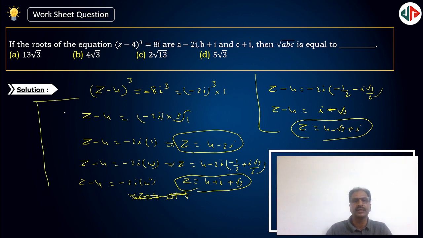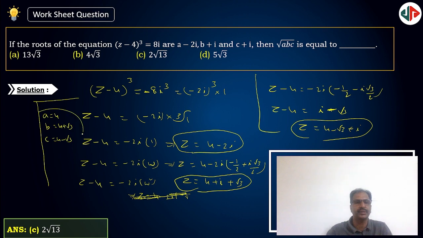So what is a? A minus 2i, a is 4. What is b? B plus i, 4 plus root 3. C will be 4 minus root 3. Now find square root of a into b into c. That is square root of 4 into 4 plus root 3 into 4 minus root 3. So 4 plus root 3 into 4 minus root 3 is 16 minus 3, so 13. So root 52, which is 2 root 13. Option C.